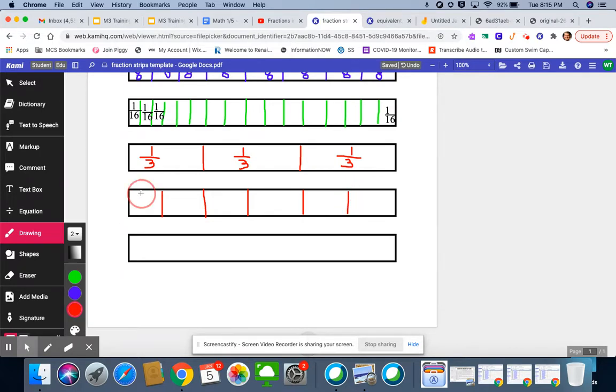So this is 1/6. This is 1/6. And this is 1/6. Ooh, ugly 6 there. 1/6. A lot harder on a computer than on paper. And 1/6. And 1/6.